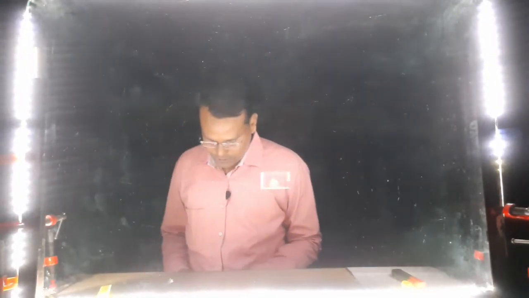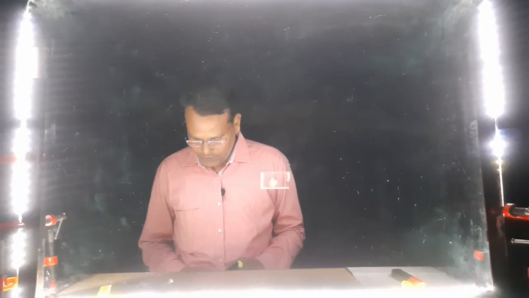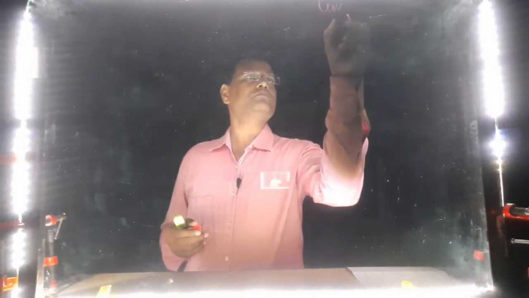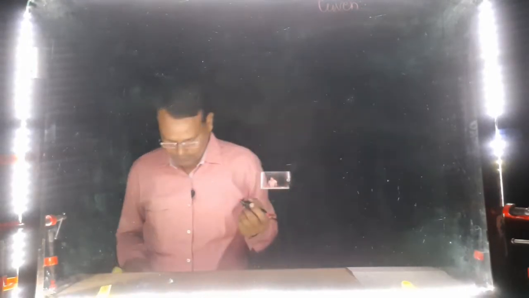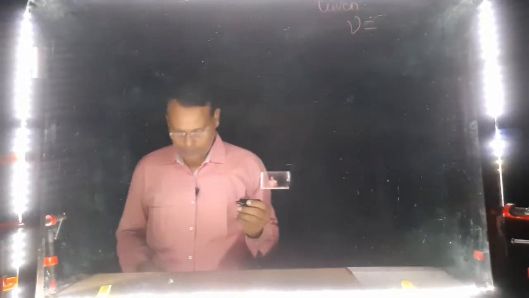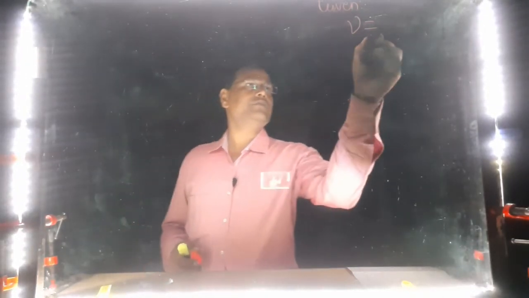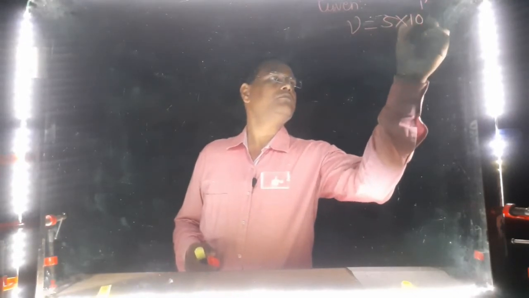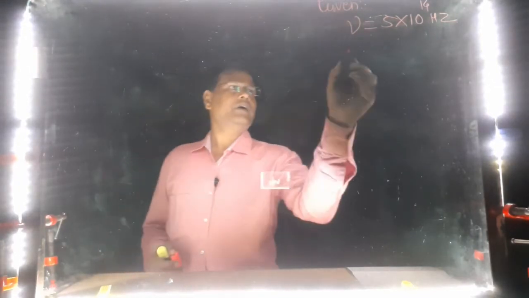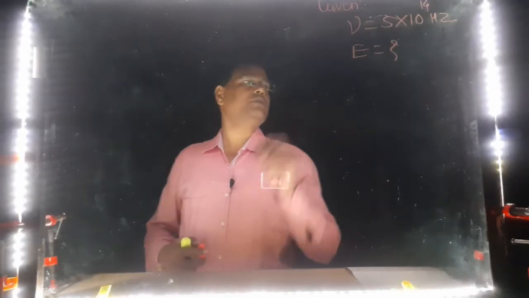What is given in that problem? What will be the energy of each photon in monochromatic light of frequency 5 × 10^14 hertz? So what is the given part? See here carefully. Given is frequency, so nu is equal to 5 × 10^14 hertz. And what we have to find out? Capital E, energy, is equal to question mark.